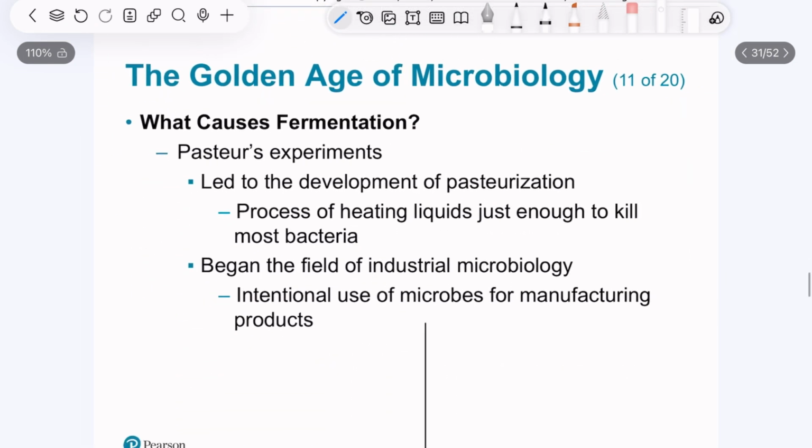So Pasteur's experiment led to the development of pasteurization, the process of heating a liquid just enough to kill most bacteria. And this essentially began the field of industrial microbiology, which is the intentional use of microbes for manufacturing products.